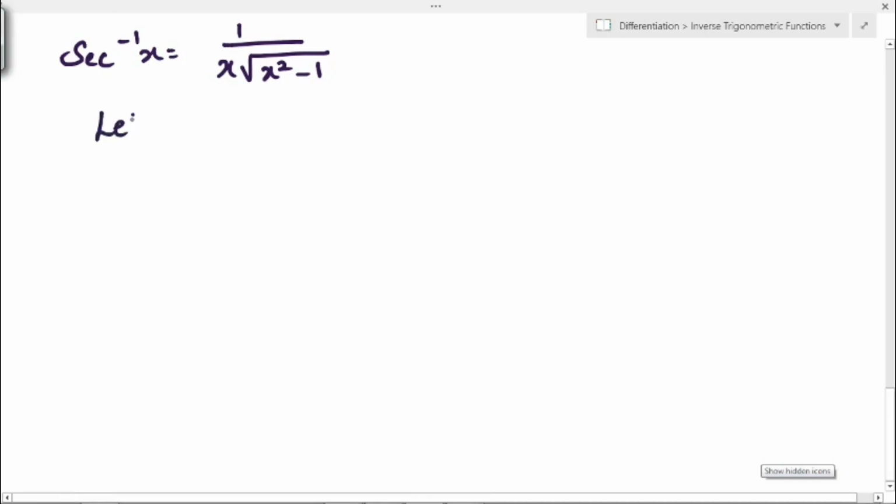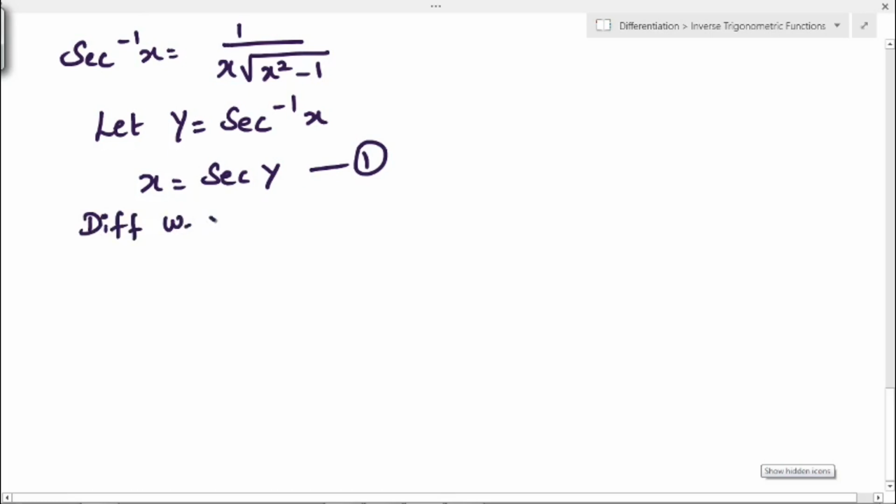For that I am going to assume y equal to secant inverse of x. So I am just assuming the y value as secant inverse x. From this equation, what is x? x equals secant y, because I am taking the secant inverse to the other side, it will become secant y. Again we have to differentiate this with respect to x. Left hand side dx by dx, that is 1, equal to the differentiation of secant y. The differentiation of secant is secant tan, so that is secant y into tan y into dy by dx.